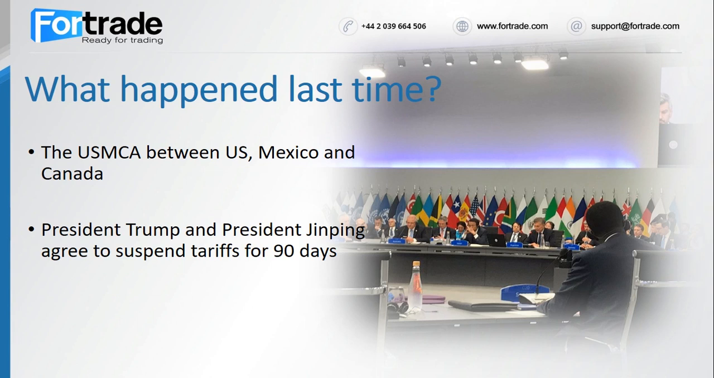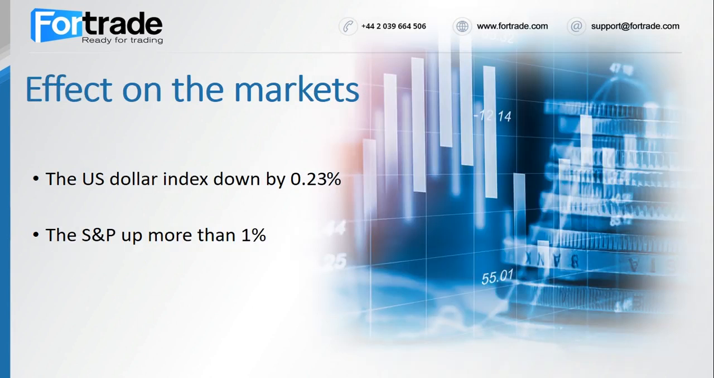President Trump provided a 90-day delay of tariffs on 25% of Chinese imports. It's hard to gauge the effect of meetings at the G20 on the markets, since some effects are felt in the longer term. However, taking our two examples, we can see that what we would expect to happen did in fact happen. So we can see the S&P was up more than 1% and the US dollar index was down by 0.23%.